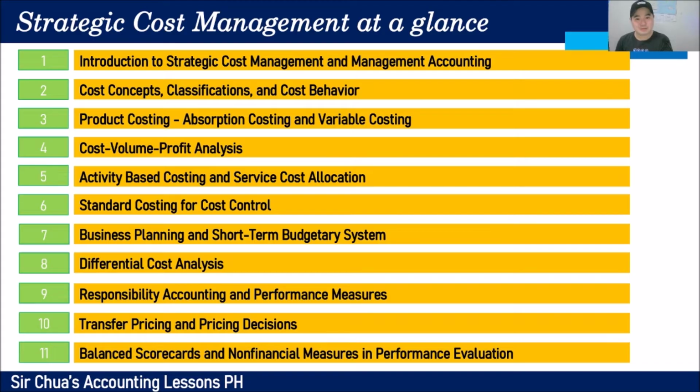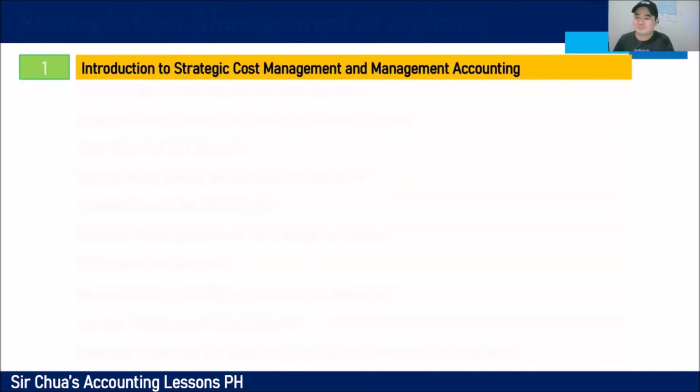Strategic cost management, management accounting, is all about creating better decisions that would add value to the success of the company. That's basically what strategic cost management is, and that's what we will be talking about for the whole semester. Let's look at them one by one.